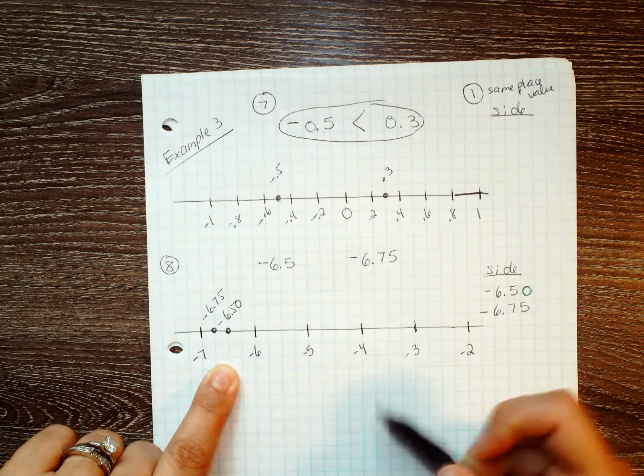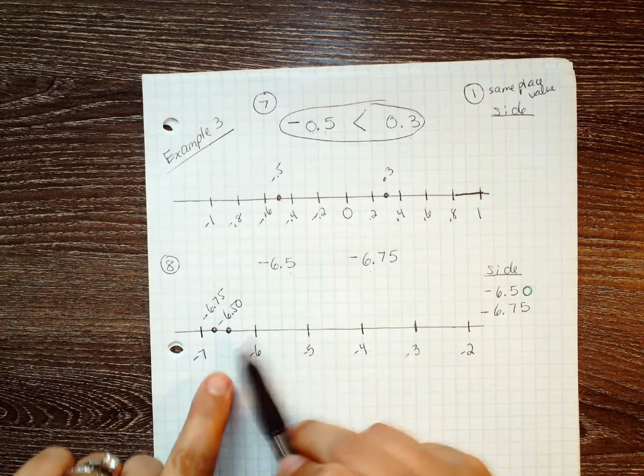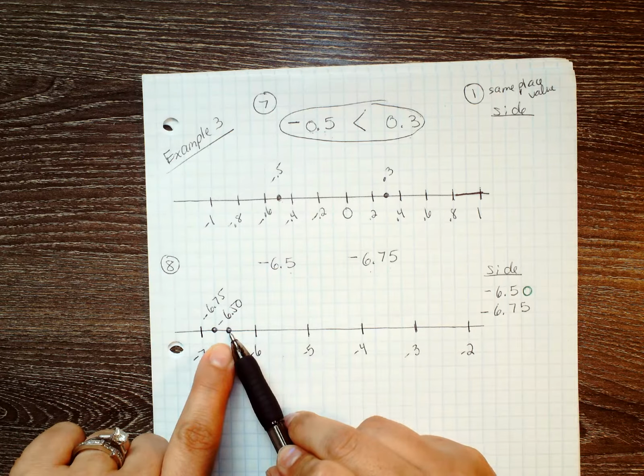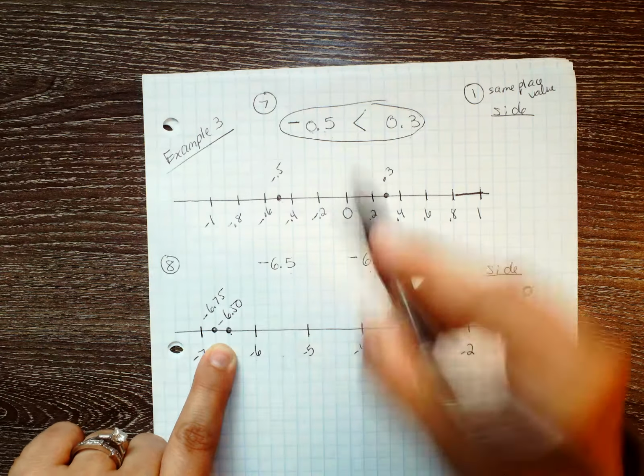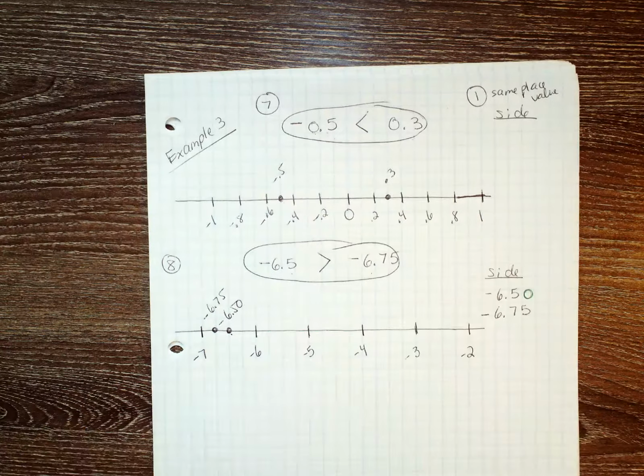All right, so now we have to look. They're starting with negative 6 and 5 tenths, and negative 6 and 5 tenths is here. Is it furthest to the left or to the right? It's furthest to the right, so that means it is greater than. So you're going to write greater than, and then you're going to circle it.